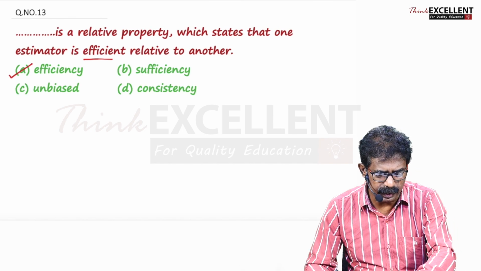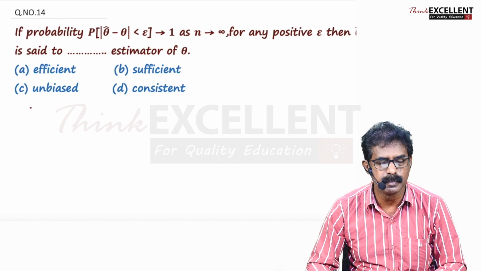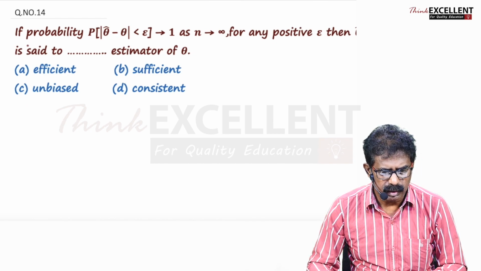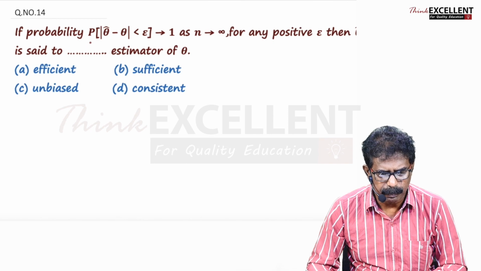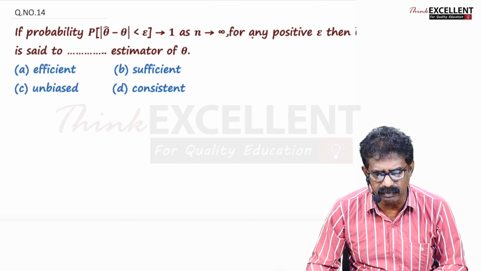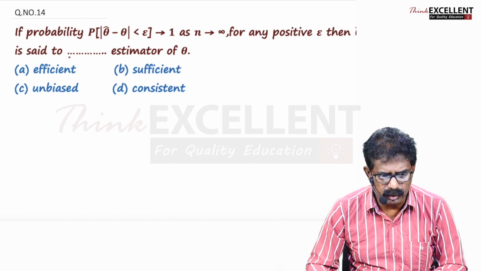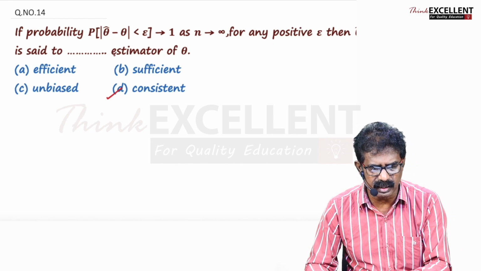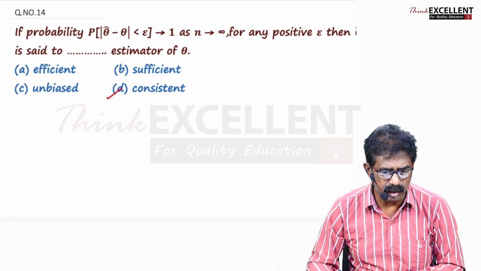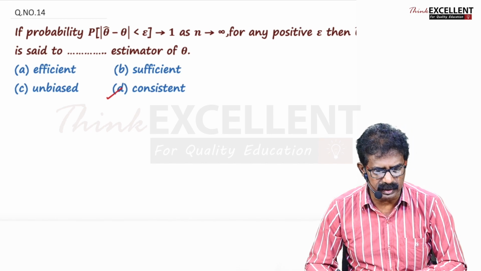Then let's move on to the next one. Question number 14. If the probability P of modulus theta bar minus theta less than epsilon tends to 1 as n tends to infinity for any positive epsilon, then theta cap is said to be consistent. Just remember this definition of a consistent estimator of theta, only as a short note, okay? We don't have any sums based on that, so take it as a result and learn.